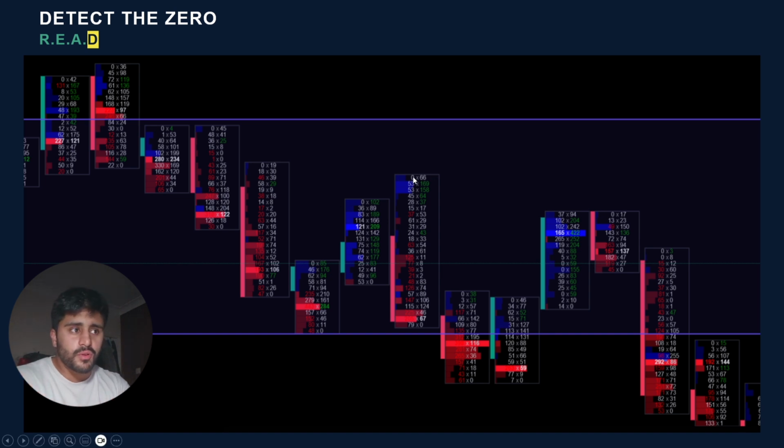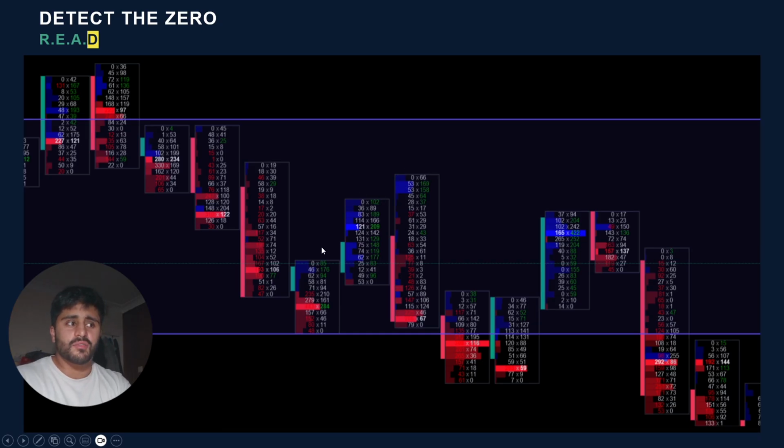For example, if you look here, it says 0 for 66. What this means is, again, left number, aggressive sellers, right number, aggressive buyers. There's 0 on the bid and 66 on the ask. So the delta here is going to be 66 minus 0. That's going to be, of course, 66. Hence why it's a positive delta. It's in blue.